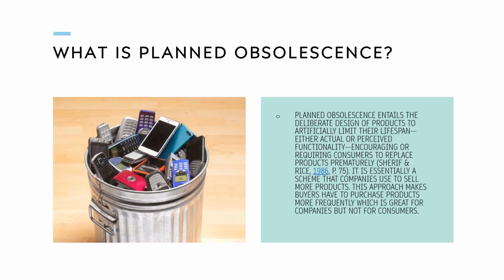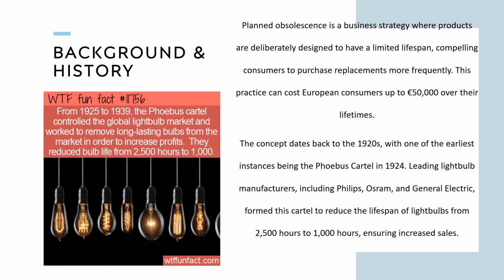So what is planned obsolescence? Planned obsolescence entails the deliberate design of products to artificially limit their lifespan, either actual or perceived functionality. This pretty much means that the product might actually be broken or it seems dated to the consumer. This encourages or requires consumers to replace the products prematurely. It's essentially a scheme that companies use to sell more products. This approach makes buyers have to purchase more products more frequently, which is great for the companies, but not so much for the consumers. So now we're going to discuss why and how planned obsolescence began.